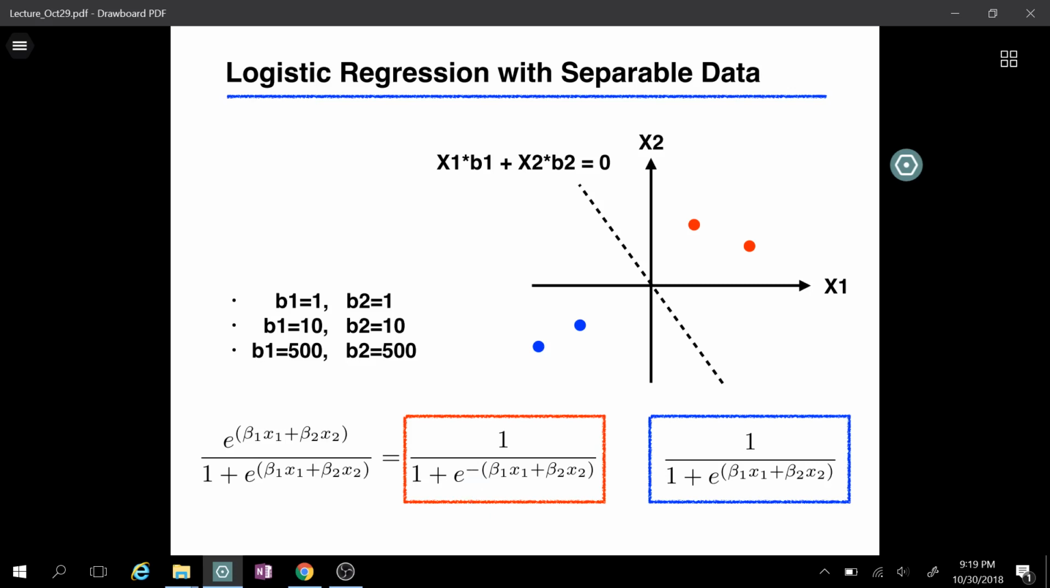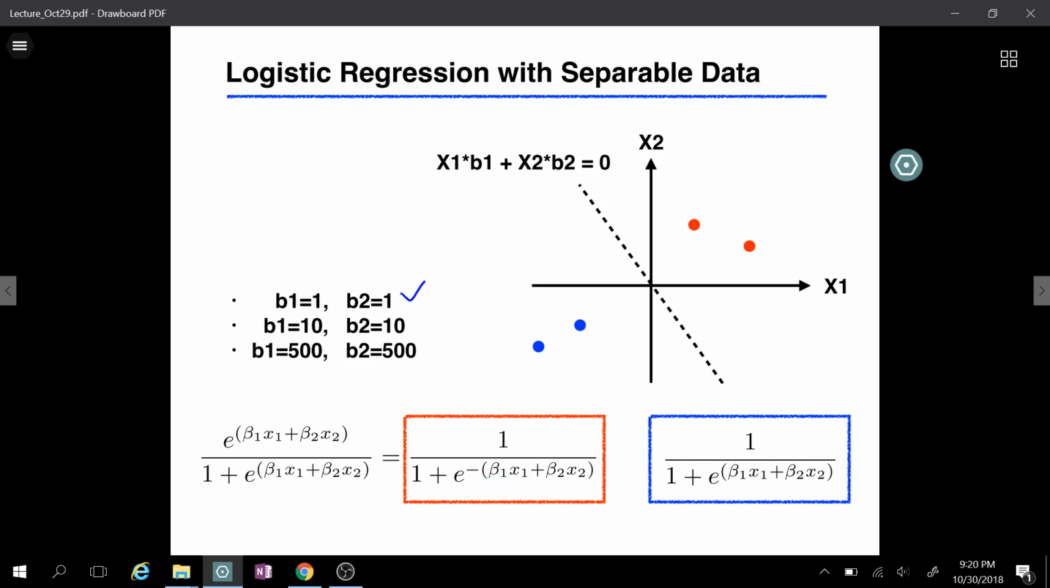Let's first try coefficients beta 1 equal to 1, beta 2 equal to 1. Let's look at the likelihood for the 2 red points. Because they're all in the first quadrant, and beta 1, beta 2 are 1, what's in the exponential component will be x1 plus x2, because x1, x2 for the red points are both positive. So this number will be e to the power of some negative number, so it's less than 1. So this ratio will be bigger than half, which is good.